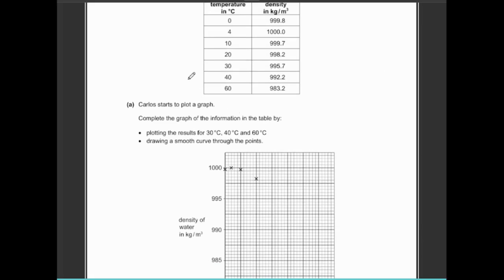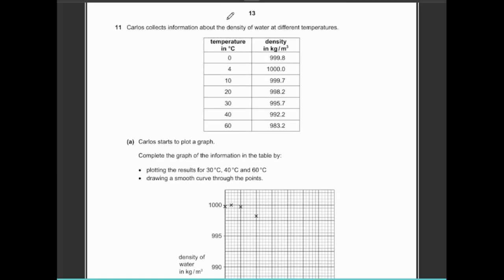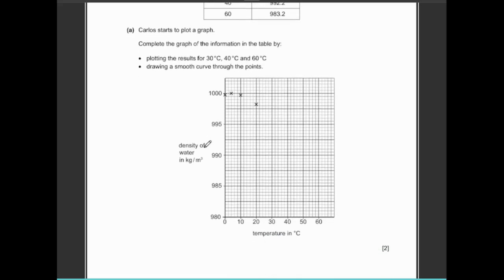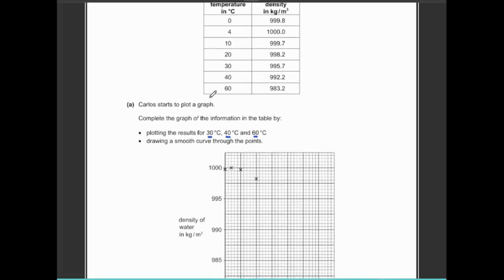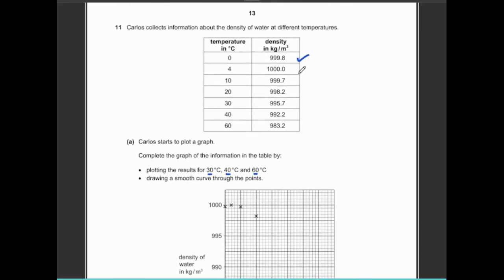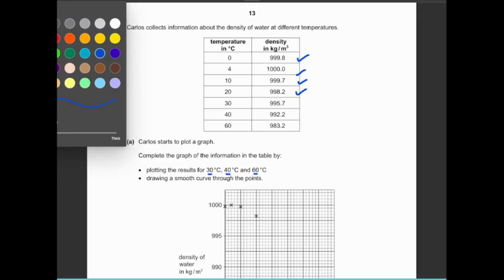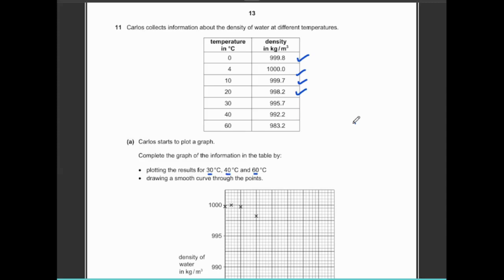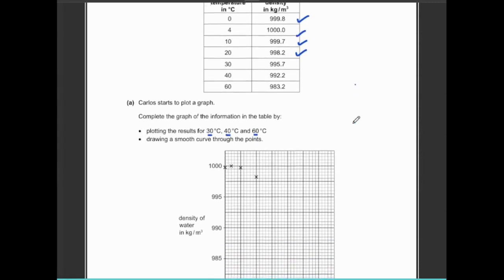Fine, so this is what we have: temperature in degrees Celsius and the density of the water. Carlos starts to plot a graph and we complete the graph of the information in the table by plotting the results for 30, 40 and 60. Please check here, already 4 points are plotted, 1, 2, 3 and 4, these are done for you. So we have to just check with 30, 40 and 60.